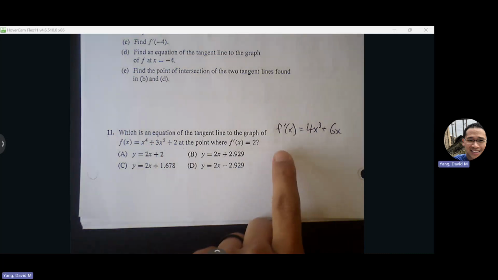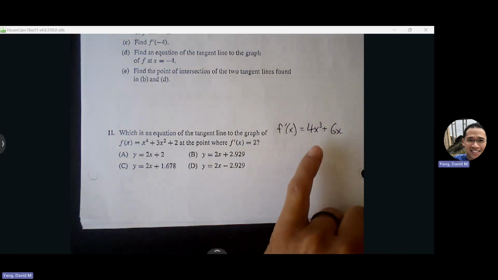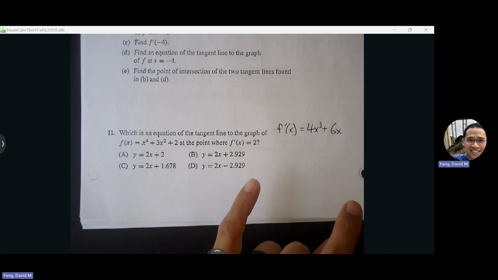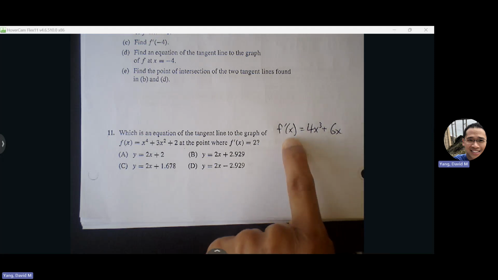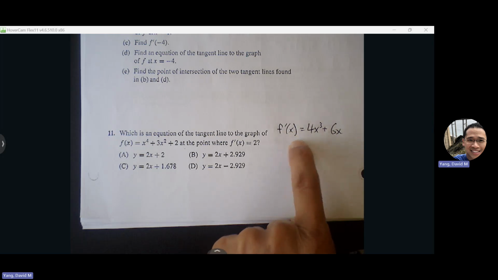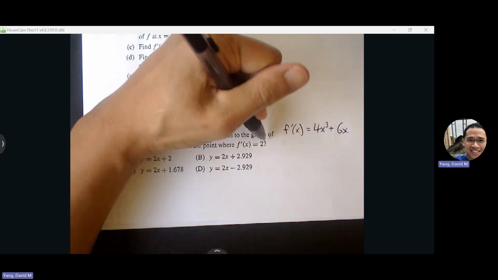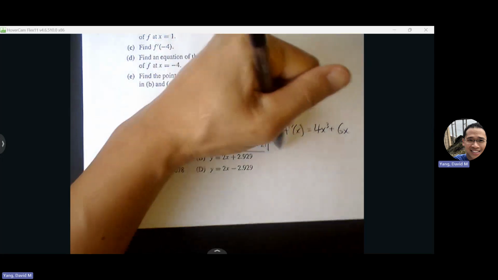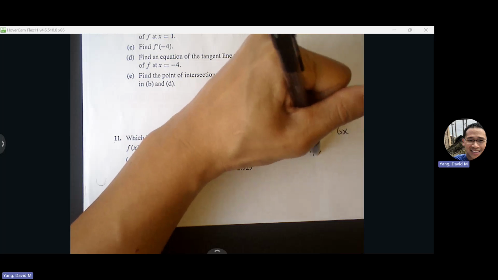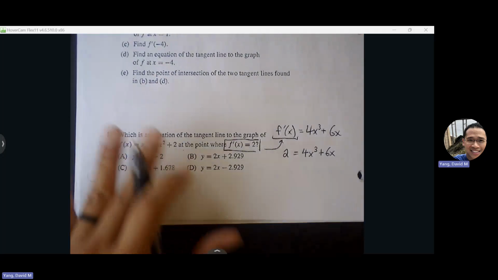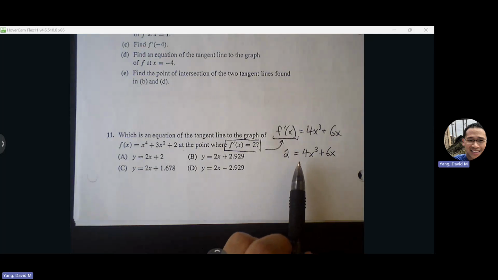So remember, with the derivative function, there's one of two ways you can use it. You can give it a location and ask for the slope, or you can give it a slope and ask for the location. So in this case, we have the slope information. So let's plug that in here. We know that 2 is equal to 4x cubed plus 6x. And we just basically have to find the x value here.